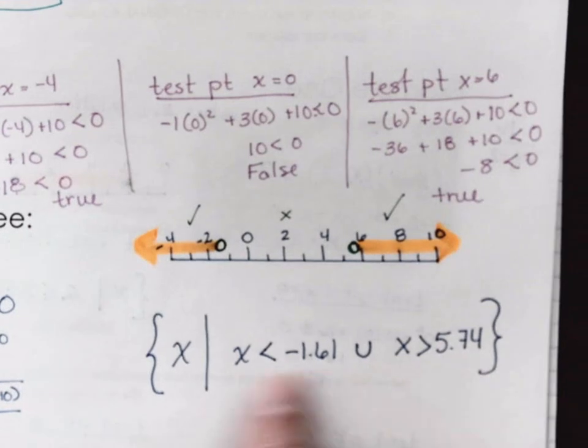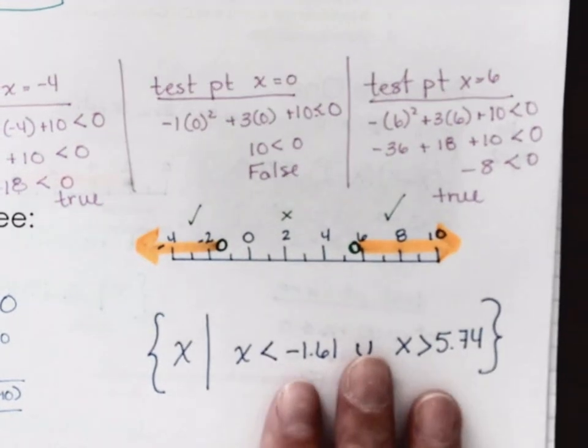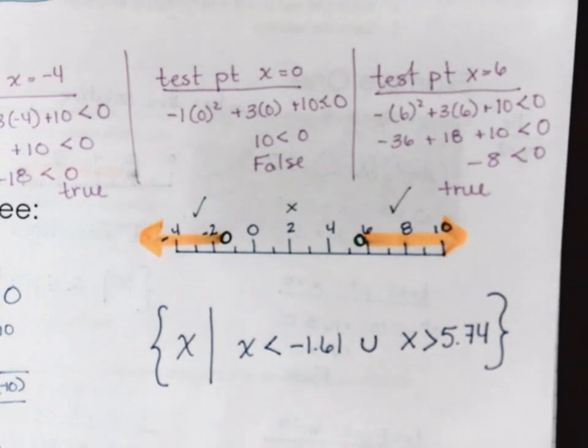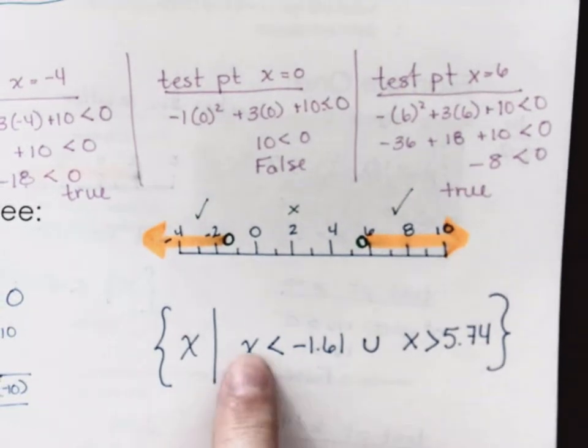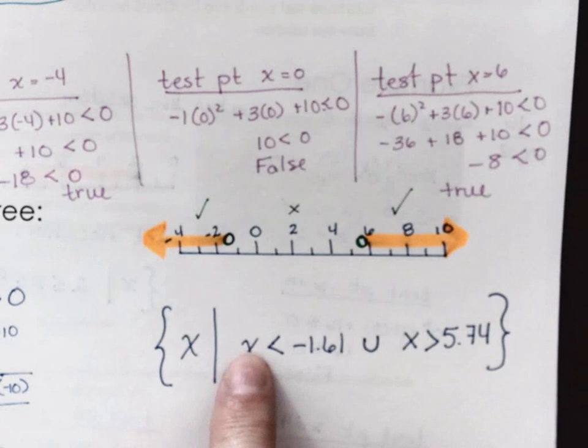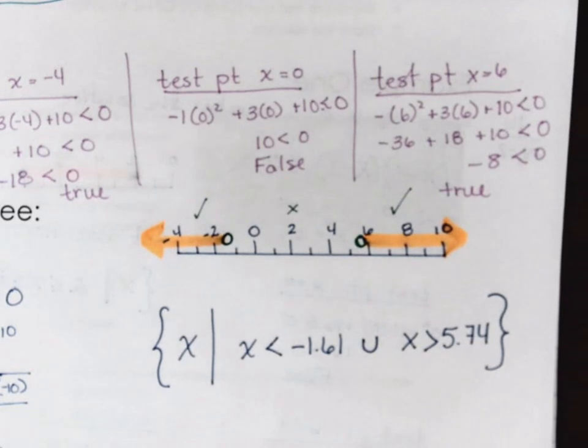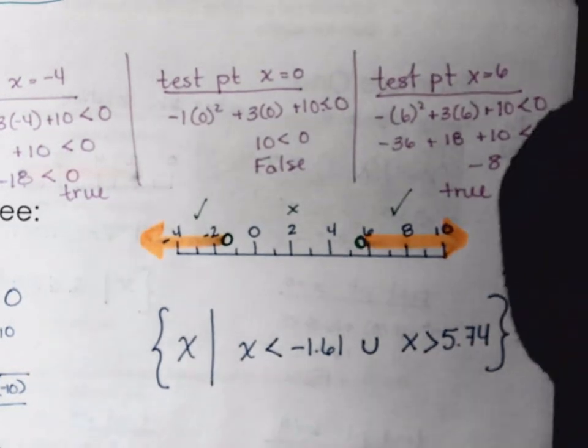And if this is really confusing to you, we can come back to it and revisit it, but just read what it says. And if you're looking at your answer key, read in your head what it says. Say it out loud. Start at the variable, x is less than negative 1.61. Okay? I always start at the variable and I read my inequalities that way.